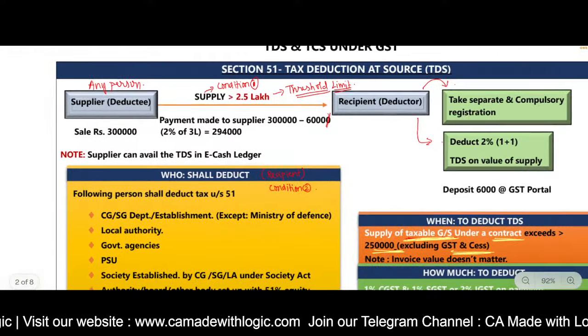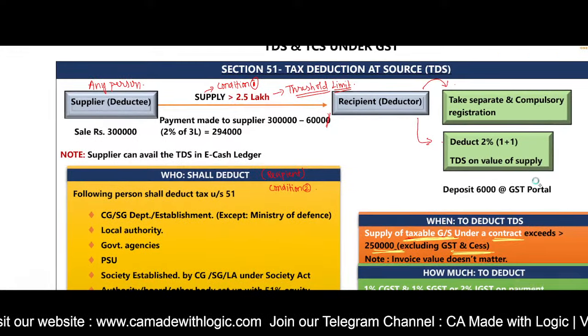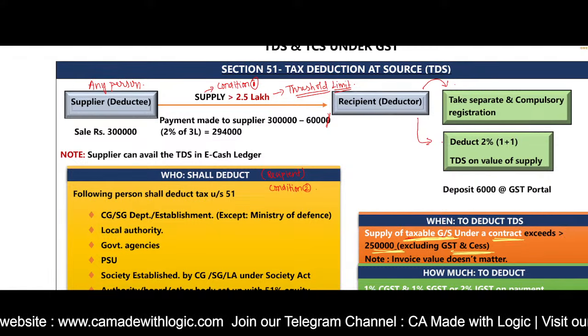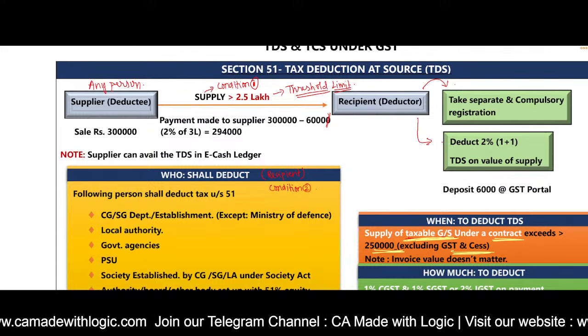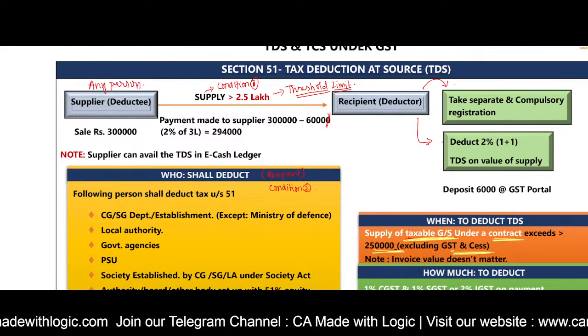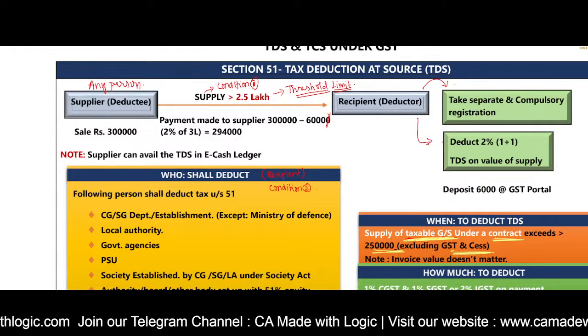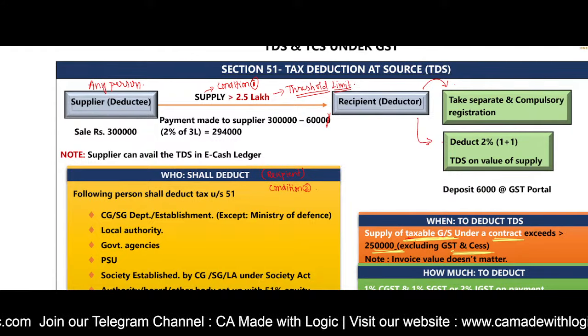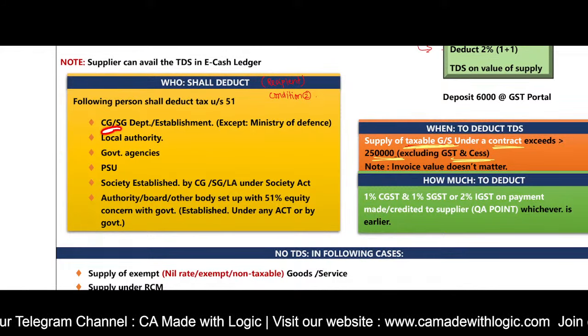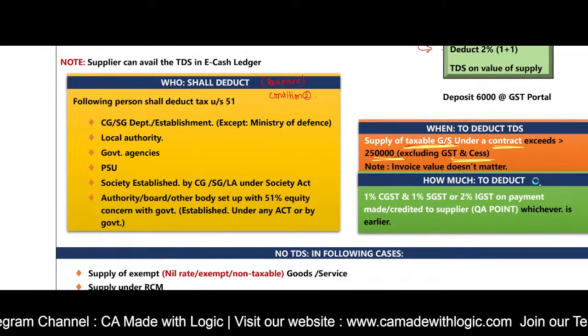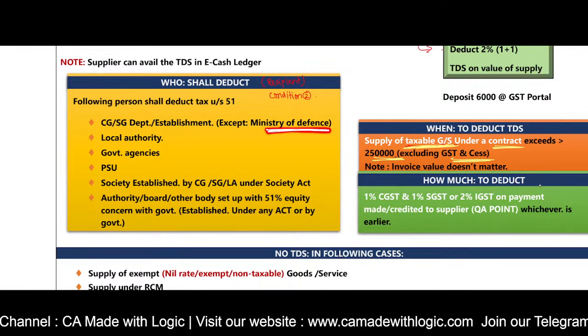Condition number 1: the value has to be greater than 2.5 lakh rupees. Remember, it has to be greater than 2.5 lakh rupees. If it is less than or equal to that, then there is no need to deduct any TDS amount. Then the recipient has to be one of the following persons: one is the central government, another is a state government department or establishment, except the Ministry of Defense.